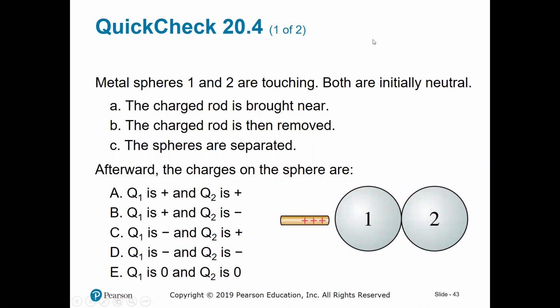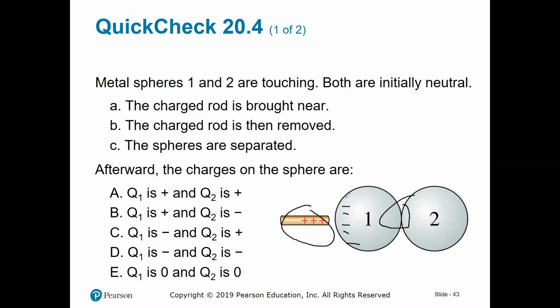Okay, let's look at this. These two metal spheres, 1 and 2, are going to be touching. They're touching right here, so these are conductors. They're both neutral. This charged rod is brought near. So you want to think about what this positively charged rod is going to do to the electrons. Well, it's going to cause these electrons to want to move over here. So what did I draw? I drew 6. For instance, we'd have excess protons on the other side. So I think that's 6.